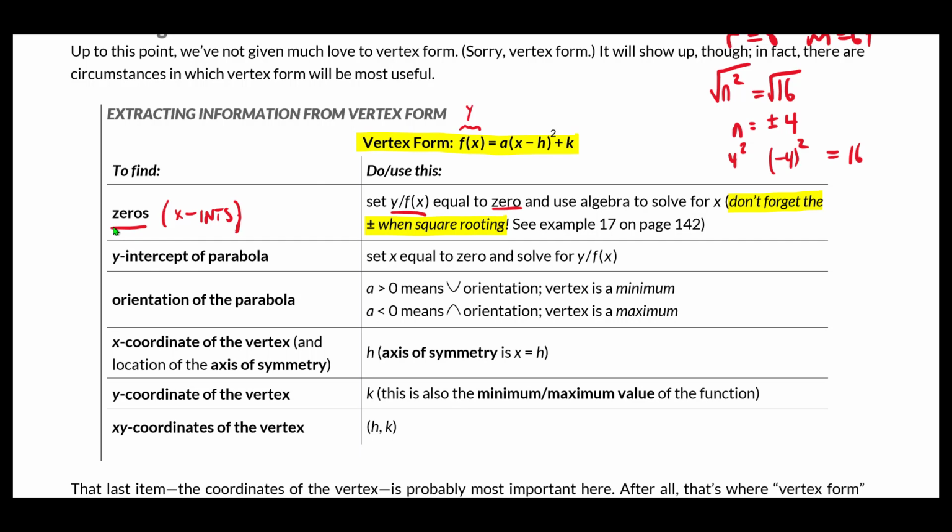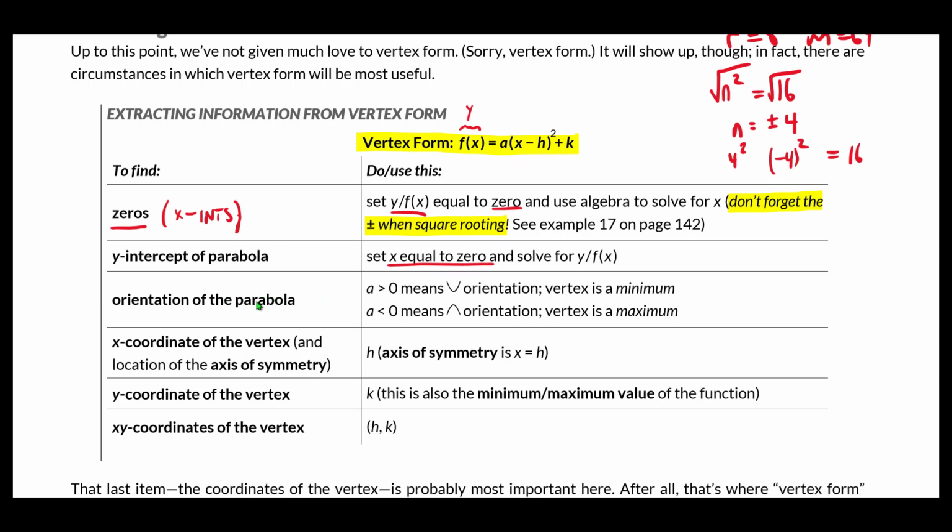That is how we find the zeros or x-intercepts. We set y equal to 0 and then solve for x. The values of x that we get are the zeros or x-intercepts. How do we find the y-intercept of the parabola? The same way that we would always find a y-intercept. We set x equal to 0 and then we solve for y or f of x. So again, we're just making this term here equal to 0 and then we solve for our y value.